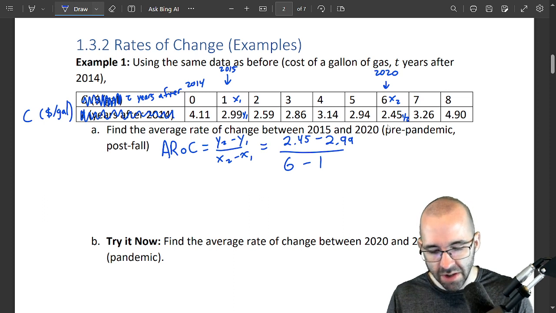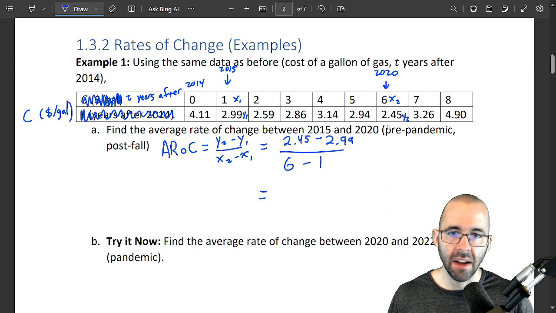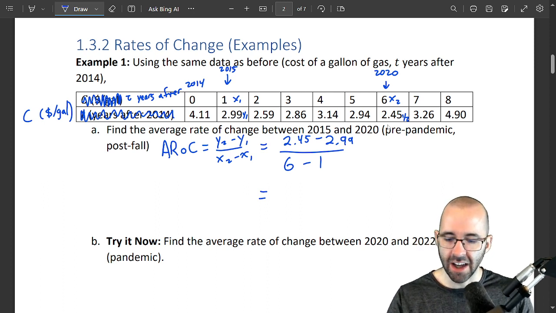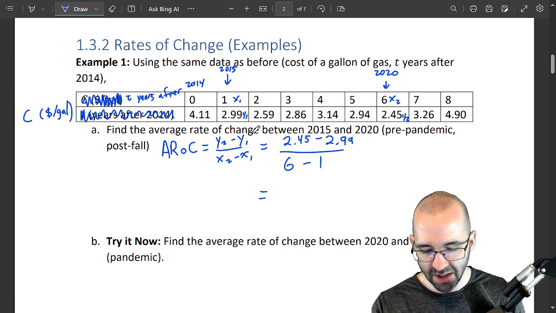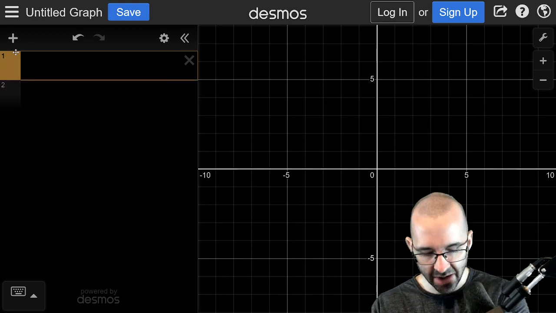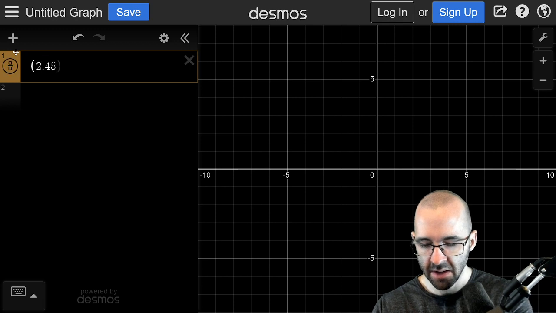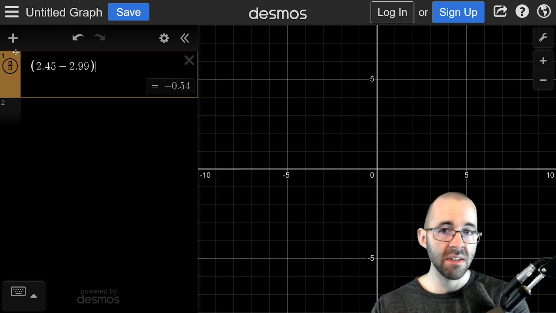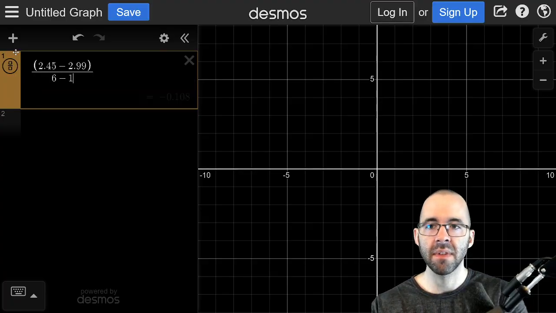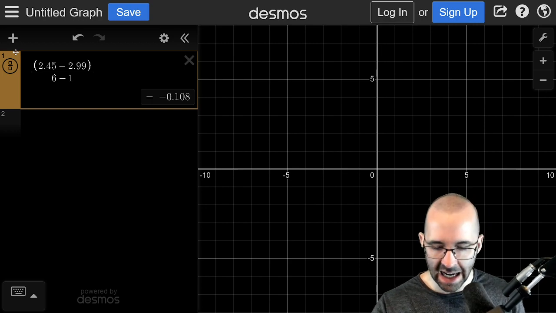All right, so we just type this into the formula, follow order of operations, and then we're going to get our answer. I'm going to use a calculator because I don't trust myself. All right, so if we use a calculator, I already forgot the numbers, 2.45 minus 2.99. I'm going to use parentheses so that when I divide, it divides the whole thing. 6 minus 1. So it should look about right. And we'll get negative 0.108.